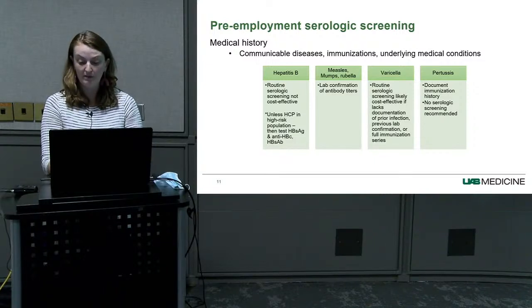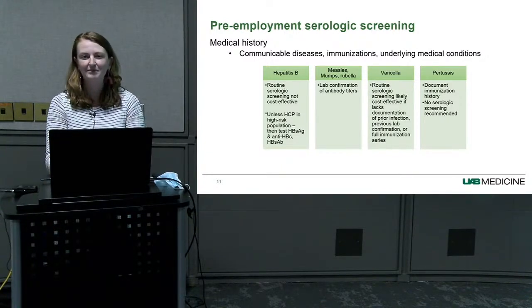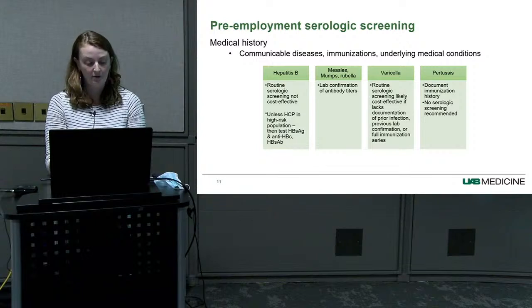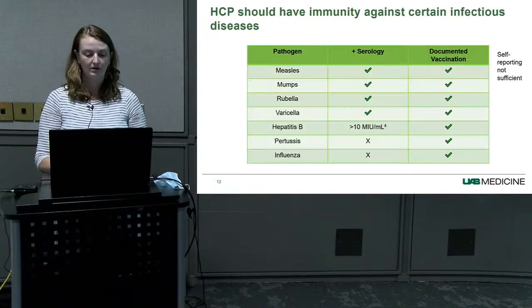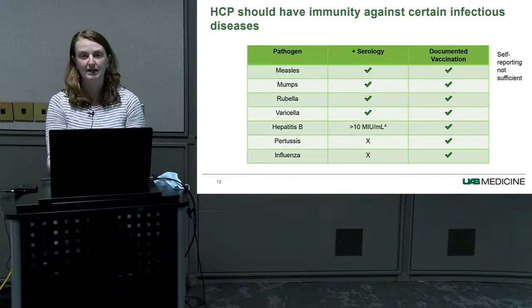Measles, mumps, and rubella, so MMR, historically and with non-healthcare related pre-employment screening, a history of infection or just simply being born before 1957 might serve as enough documentation or enough supporting evidence to support immunity. In healthcare, however, that's no longer the case, that we need to have lab confirmation of antibody titers. Varicella is similar. We do routinely screen unless we have definitive evidence of prior infection or prior immunization and immunity. And then pertussis, what we have to do for that is just document immunization history, but there is no recommendation to screen serologically.